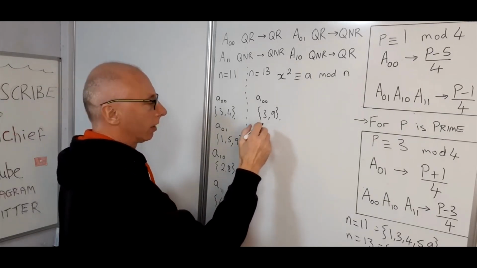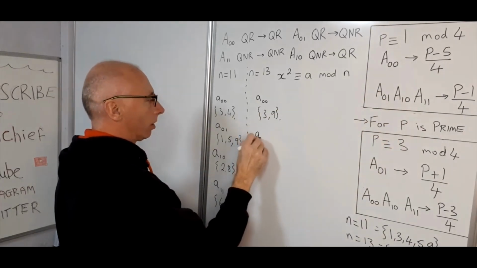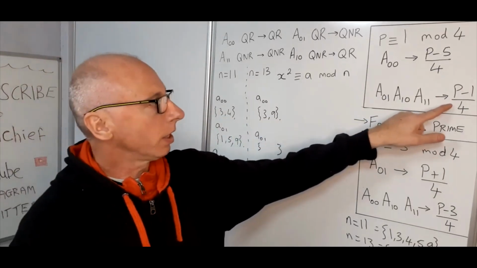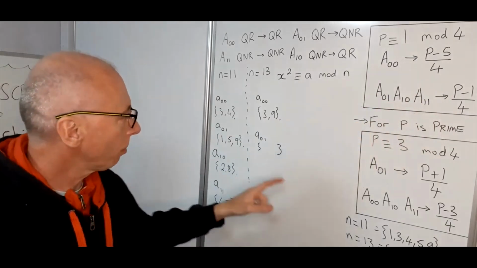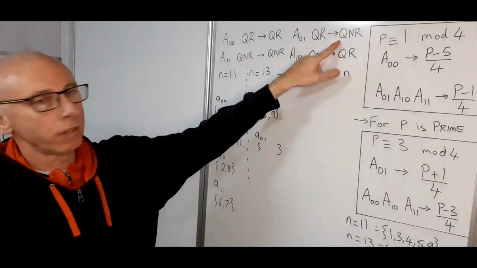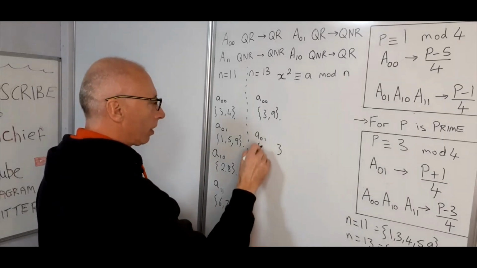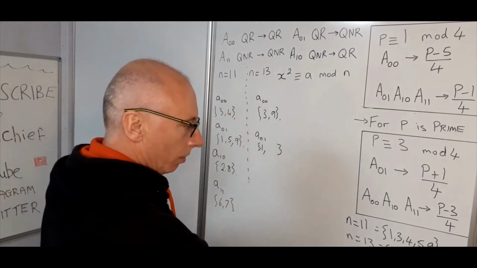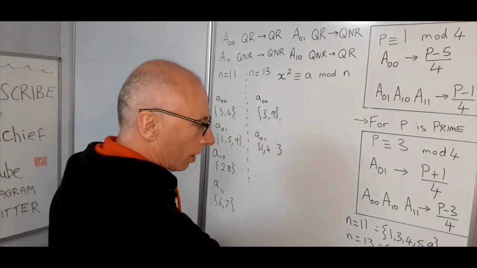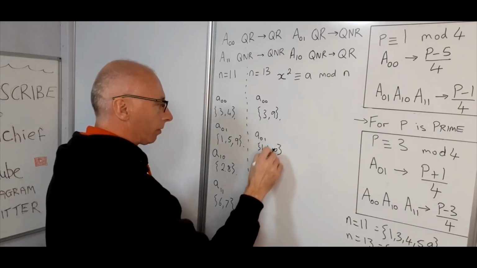Okay, let's now have a look at A01. 13 minus 1 is 12, over 4. There should be 3 elements in this set. And A01 is a residue followed by a non-residue. So 1 and then 2, so 1 is a member of this set. 3, 4, and 4 goes to 5, so 4 is a member of this set. 9, 10, and 10 goes to 11, so 10 is a member of the set.